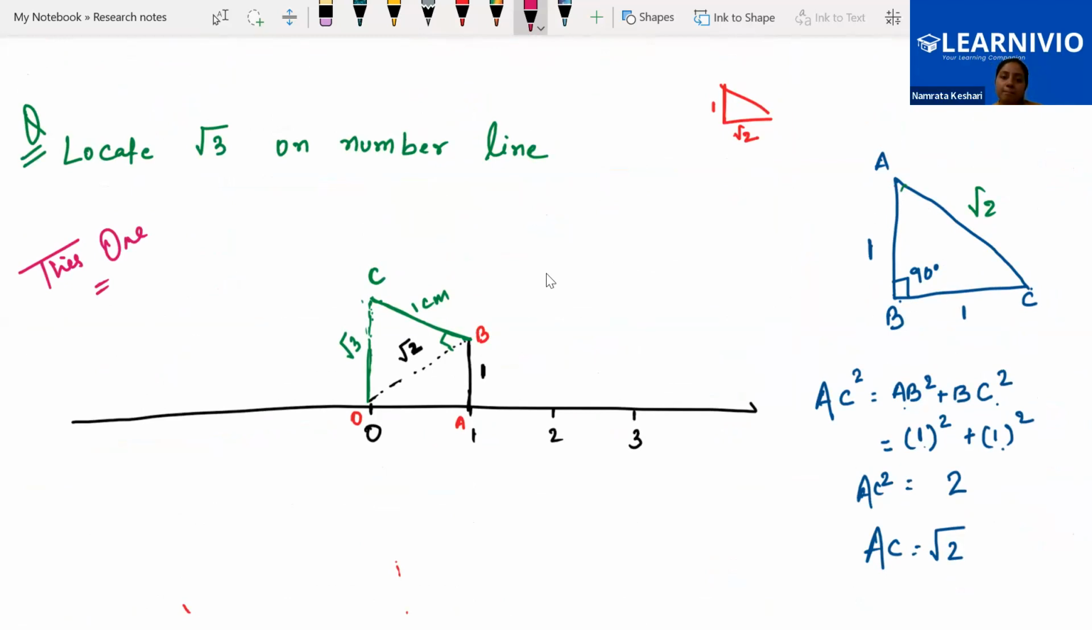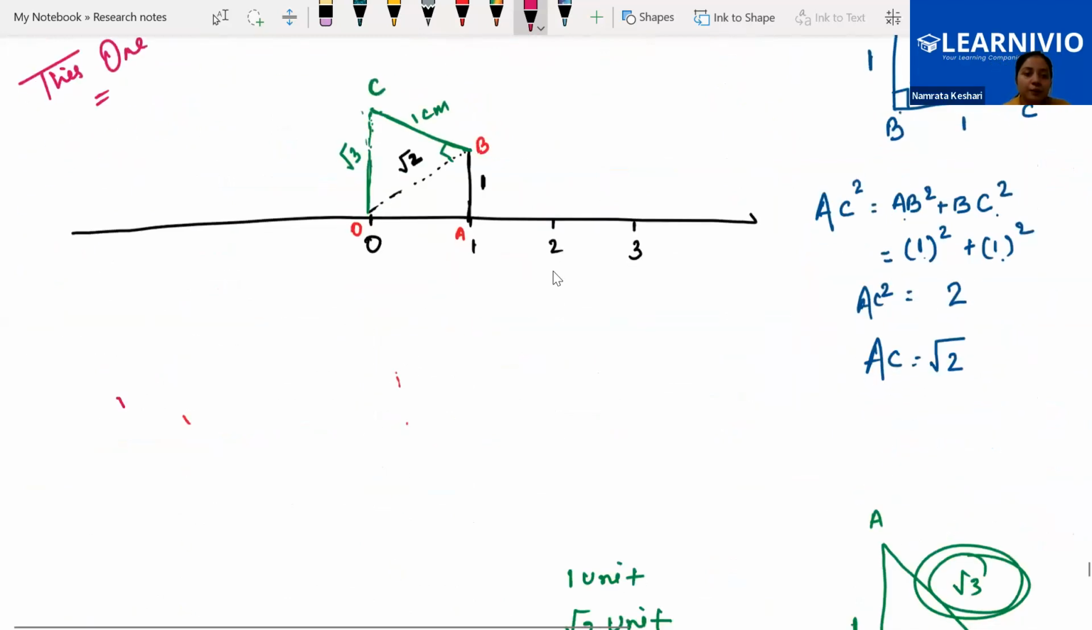Yes, ma'am. Okay, now if you have to plot root 4, that is very simple. That means 2. You just have to locate 2. We know this is the location of 2, and this is the location of root 4. Right?